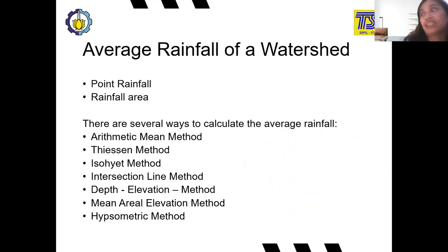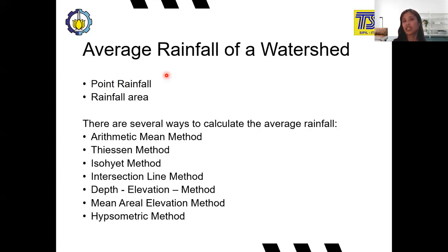And after we got the complete data, and the right data with the changes, and we already adjusted it, we can also calculate the average rainfall of a watershed. So as you know, we got the rainfall data from rainfall stations. The data that we got is the point rainfall. So from each station, we got each point, and from each point, we got data. It means we got the rainfall data from each point, and that is called point rainfall.